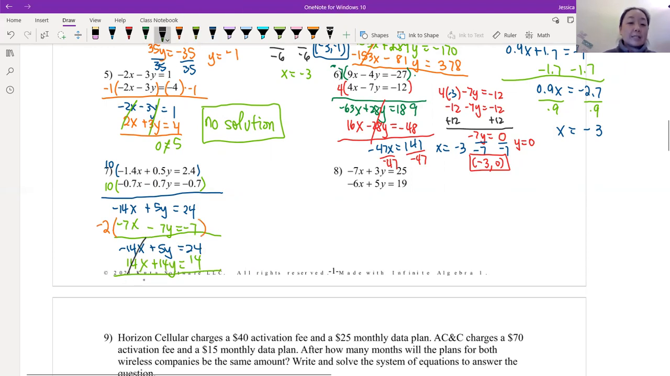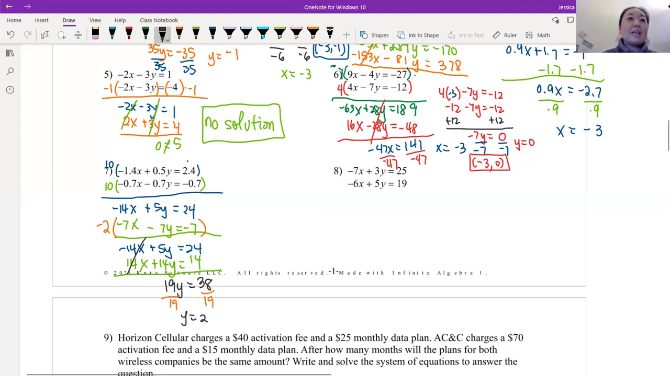And so the x's now cancel out. And 5y plus 14y is 19y. And 24 plus 14 is going to be 38. And we're going to divide both sides by 19. And we get y is equal to 2.